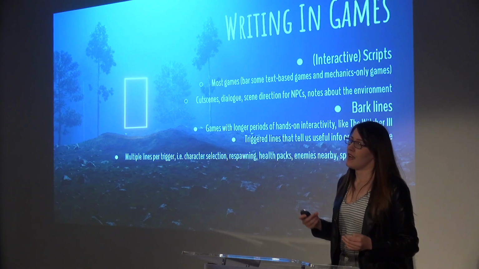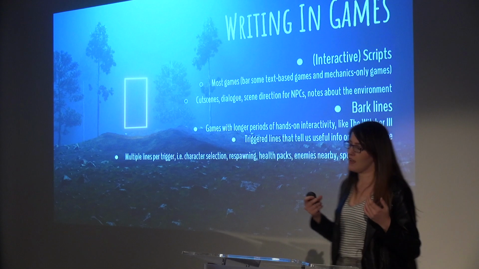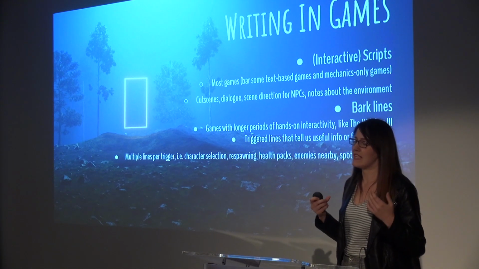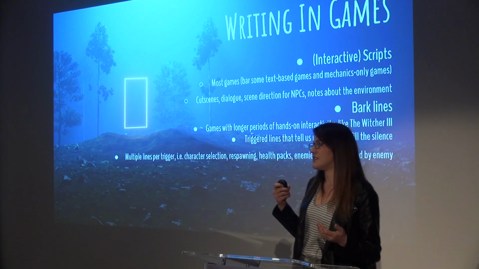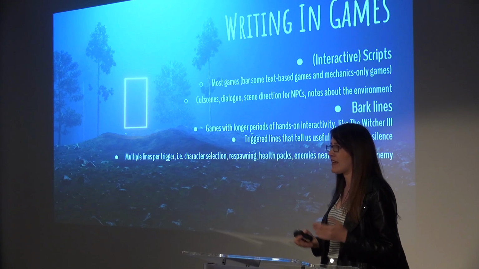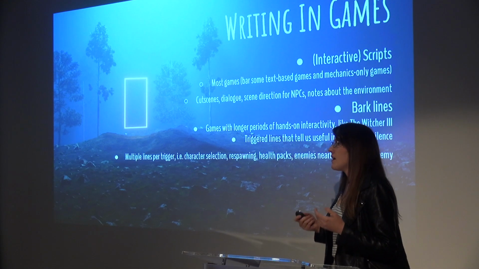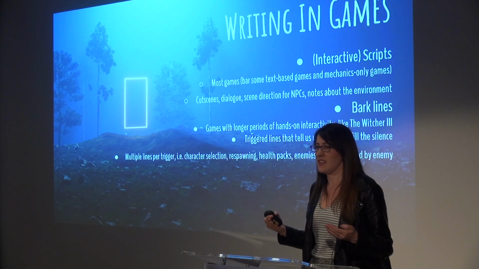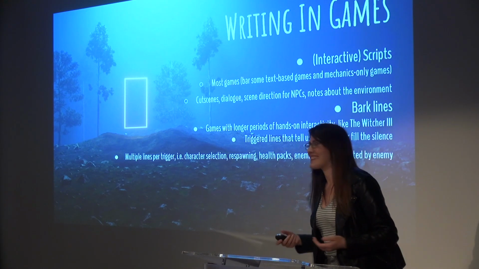Okay, bark lines. So kind of similar, but bark lines are lines of dialogue that exist outside of cutscenes. They are triggered by things in the game. So say you are in combat and there are enemies nearby. Your character or another NPC might say, hey, there are enemies. They might point out health packs nearby. They give us useful information, but sometimes they're just there to fill the silence, like Geralt saying, wind's howling, or things like that.